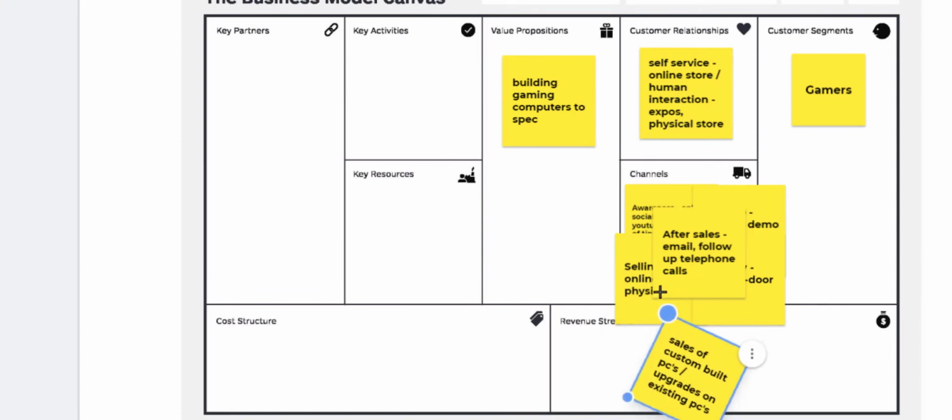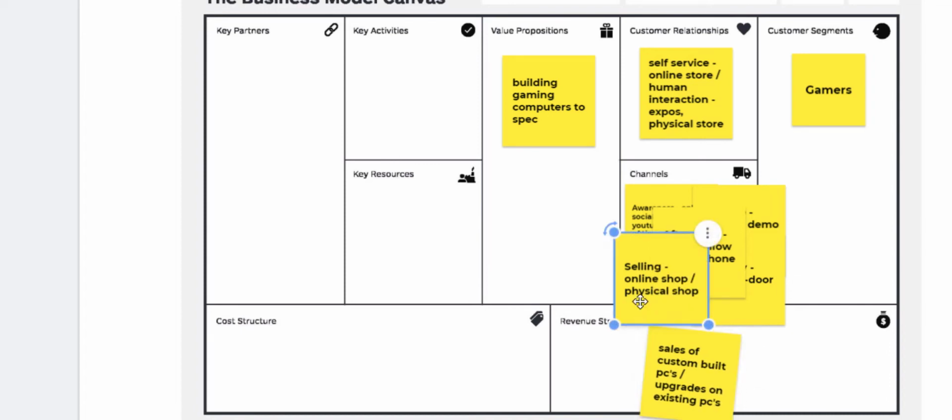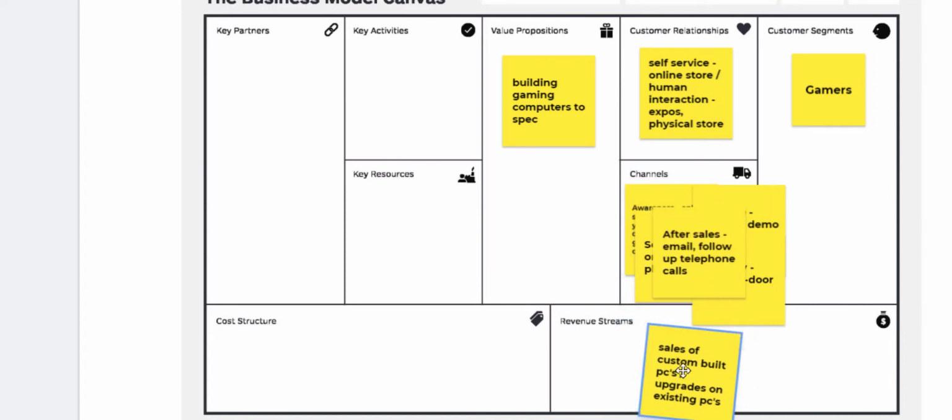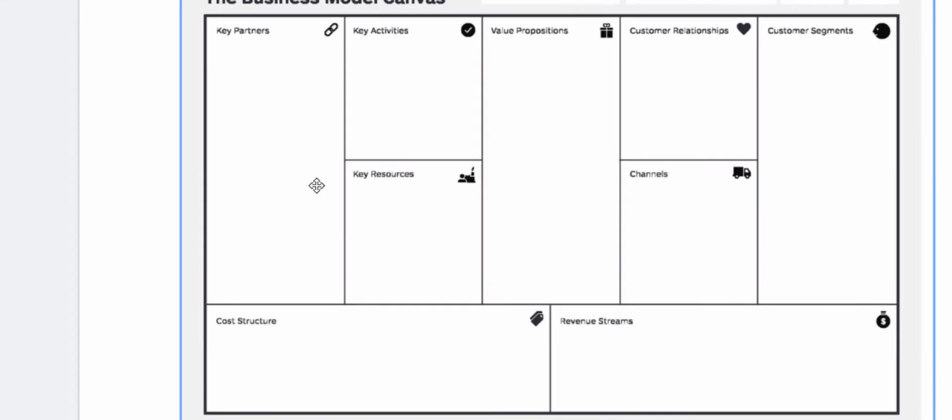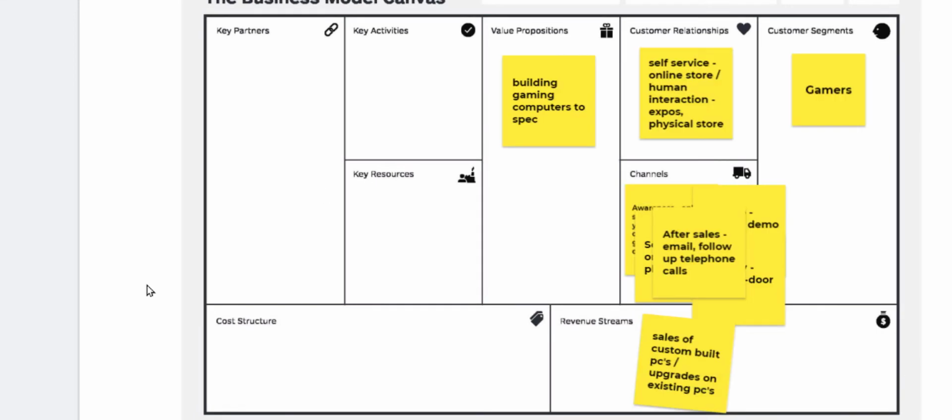Let's move that one a little bit. We can see revenue streams. So that's kind of the front-facing part of the business model canvas. So we've defined the customer segment. We know what our value proposition is. We know how we're going to communicate with them, how we're going to interact with them, and how we'll capture that value. Makes sense.